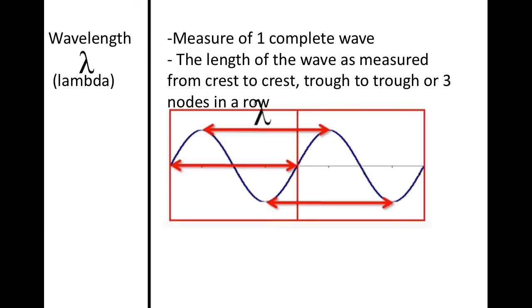The wavelength is the measure of one complete wave, and it is denoted by lambda, which is this character right here. Remember that it is from the crest to the crest. It can be the trough to the trough, or it could be at any point so long as it is the same point on the other part of the wave.